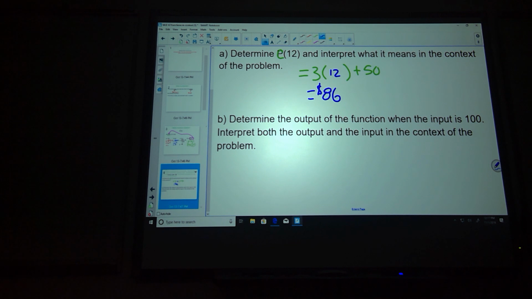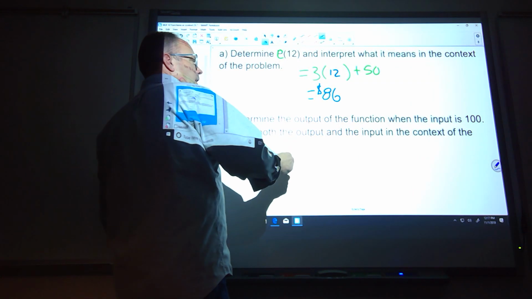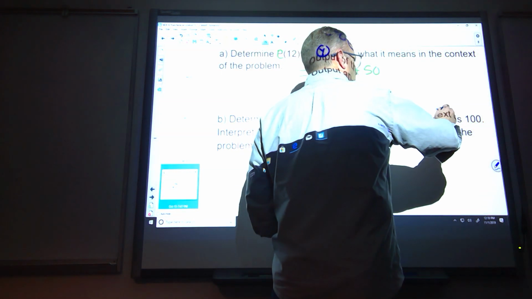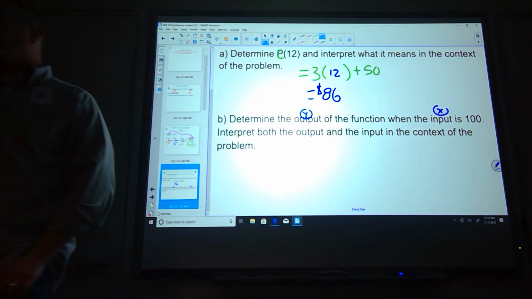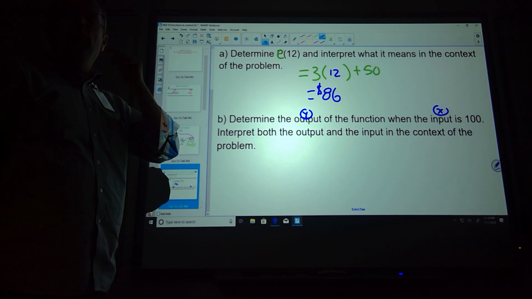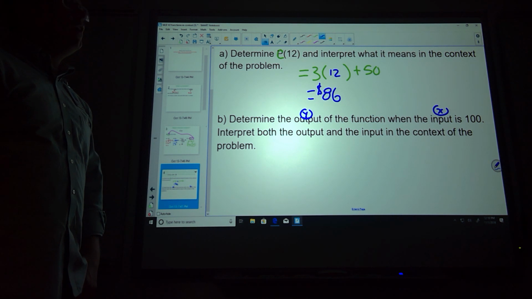And then determine the output of the function when the input is 100. Interpret both the output and the input in the context of the problem. Determine the output of the function. So the output is like the y value, right? When the input is the x value. So what am I going to do with this part of the problem? It's written a little differently, so what does it mean? So is the 100 going to go where? 100 goes on the left side when you put equals 3m plus 50.